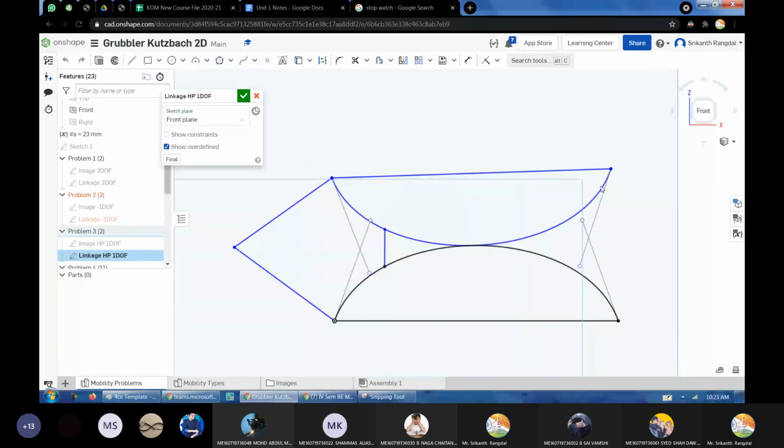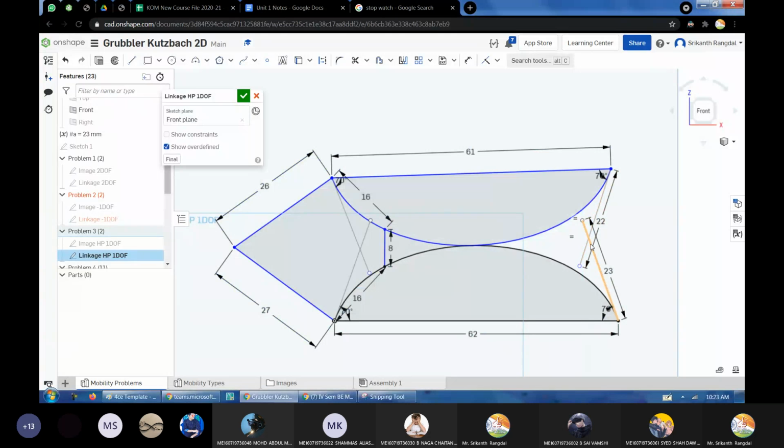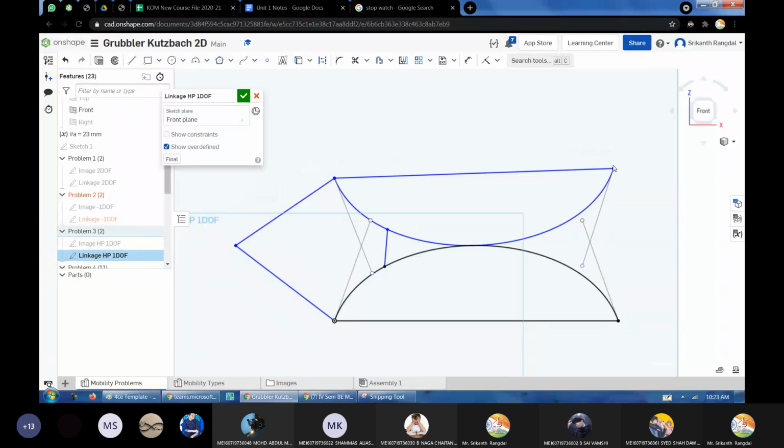So this is the mechanism. Please don't consider these lines as linkages. They are not linkages. Only the thick blue or thick black lines should be taken as links. Don't count the thin black lines.